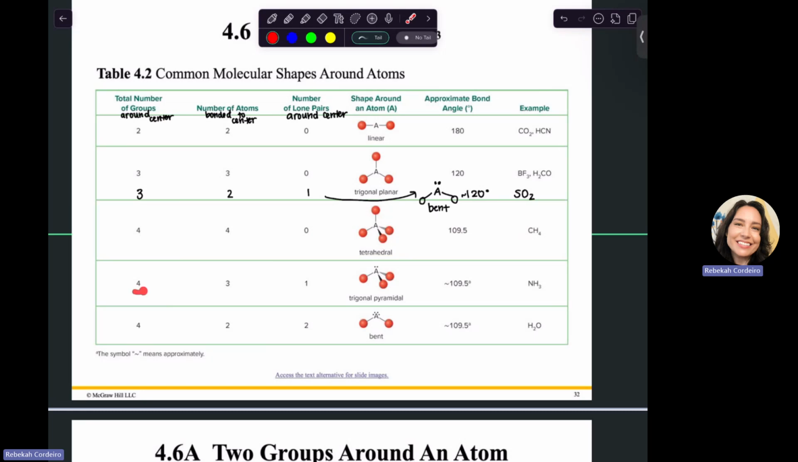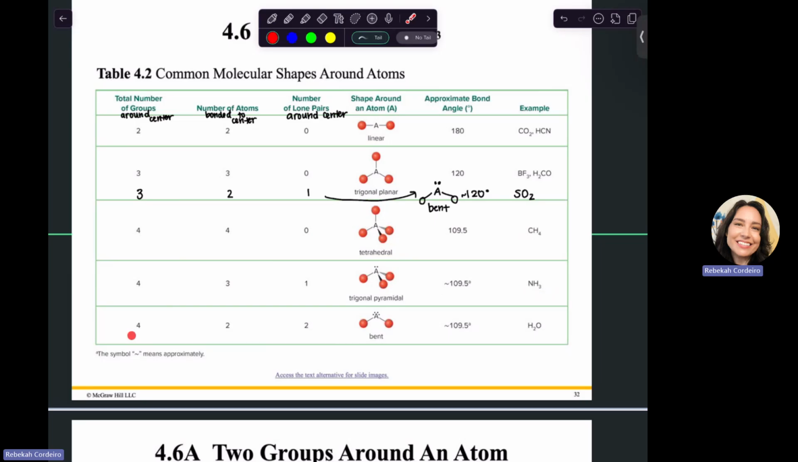So if we have four things around the center, but three of them are atoms and one of them is a lone pair, we call this trigonal because it's like a triangle, since it's got three things attached to it, but we call it pyramidal. This is like our pyramid, but without the flag on the top. It's a little bit less than 109.5, and your classic example is NH3.